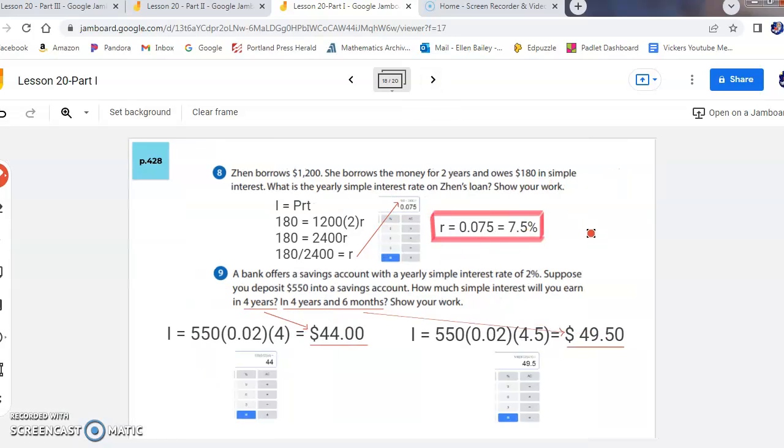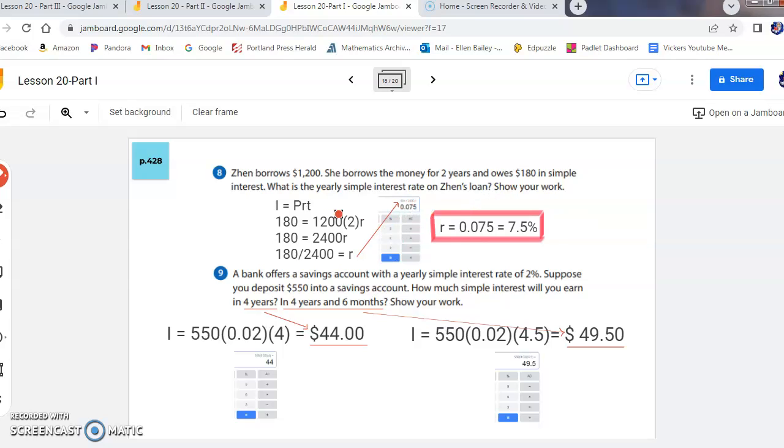Okay, let's take a look at this one now, number 8. It says Zen borrows $1,200. She borrows the money for 2 years and then owes $180 in simple interest. What is the yearly simple interest rate on Zen's loan? Show your work.